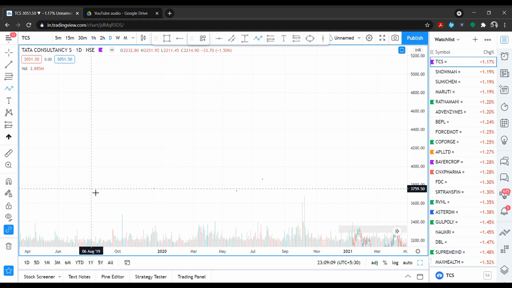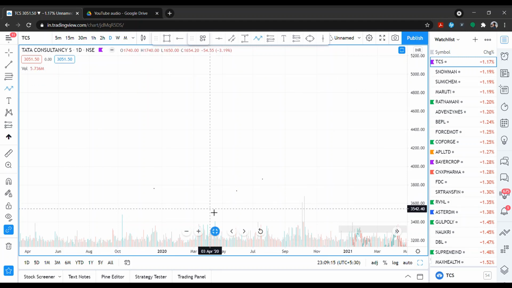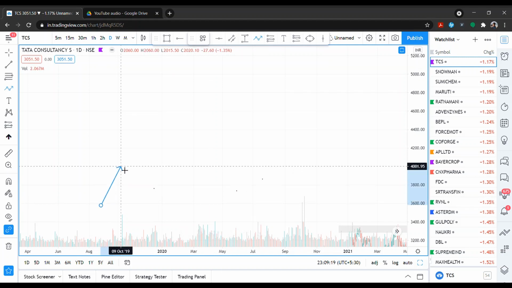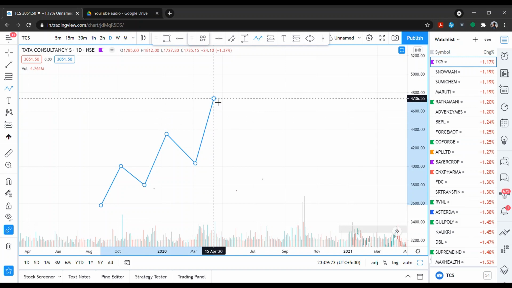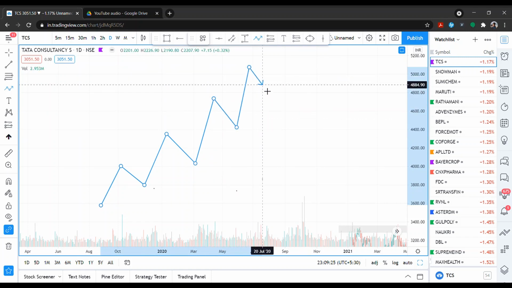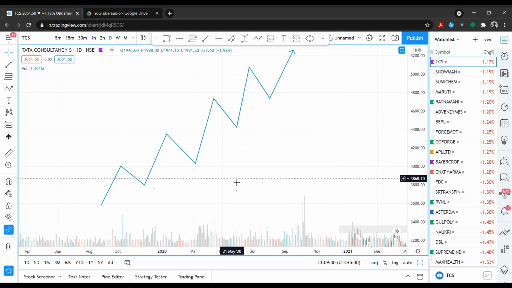The break and retest strategy is very simple. Let me explain. Let's assume that a market is in an uptrend. The market is going up, pulling back, going up, pulling back, going up, pulling back, and going up. So this market is in an uptrend.